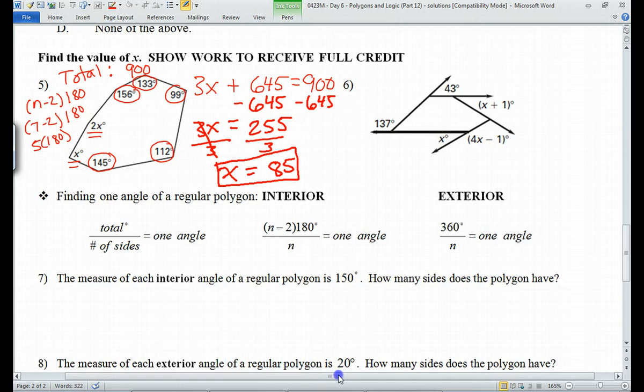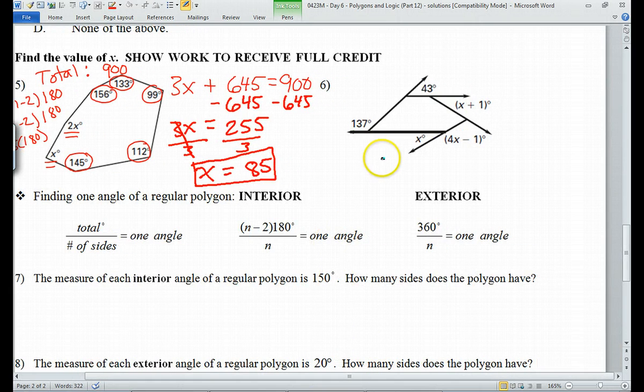Now let's hop over to number 6. These are exterior angles. So we know that the total for all the exterior angles will be 360. We don't need to do n minus 2 times 180 or anything like that. It's always 360 for exterior. Let's combine these like terms. Let's start with the x's. 4x plus x plus x. That's 6x. So I've got 6x.